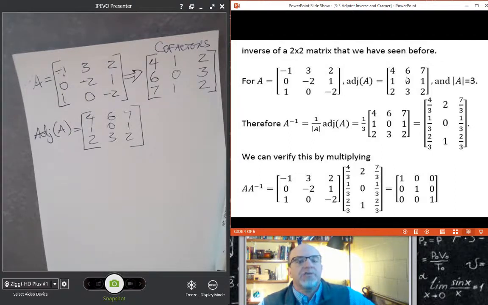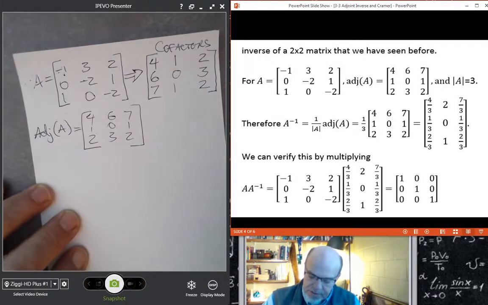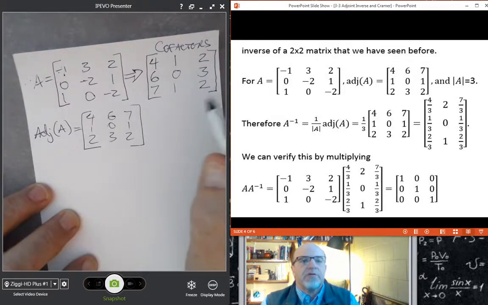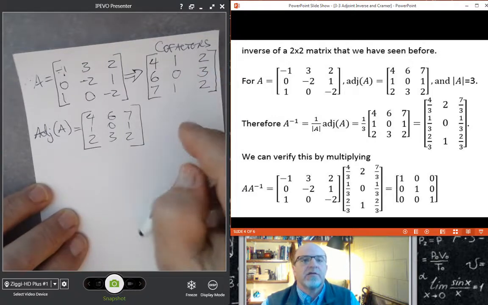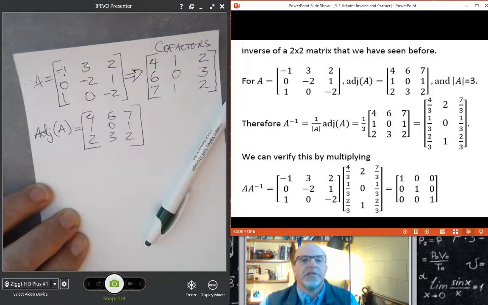So here's the adjoint. You can plug the matrix A into your calculator. Go ahead and do that. -1, 3, 2, 0, -2, 1, 1, 0, -2. Go into second matrix, math, and calculate the determinant. Just for practice, make sure you get 3 as the determinant. So for the example that we have up here on the screen, the determinant is equal to 3.